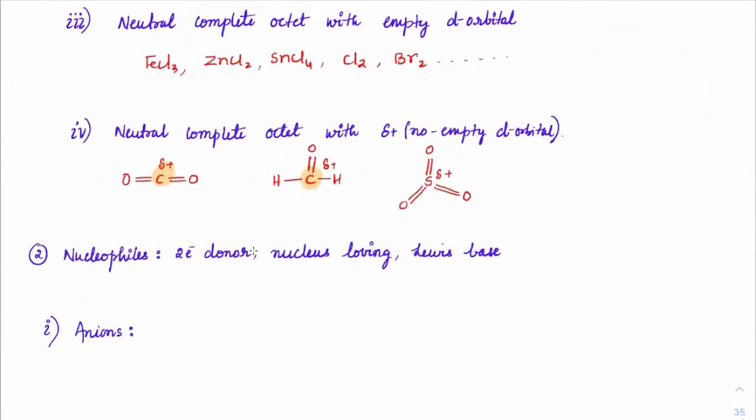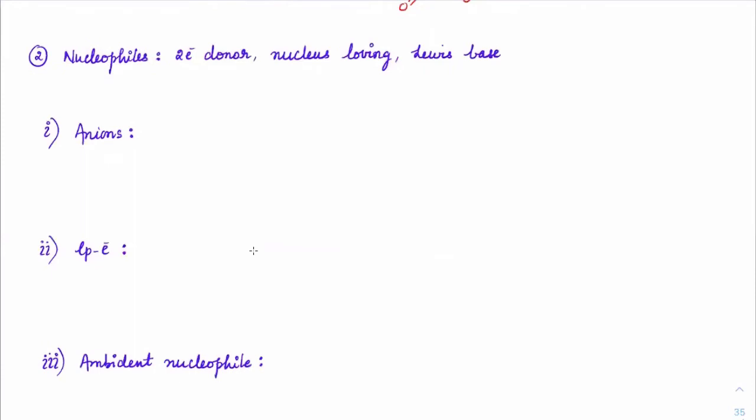In short, electrophiles are electron loving species. They will always have an empty orbital. Okay. Next, nucleophiles. Nucleophiles are electron donors, the ones which will donate electrons. They will be nucleus loving and they will act like Lewis bases. So anything which can donate electrons.